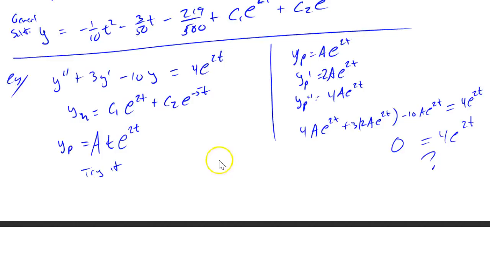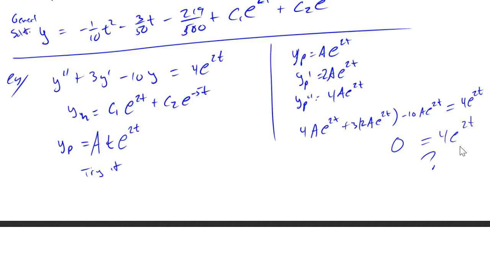Actually, what happens is this: you've got this same left-hand side as we had before. Now I've got it equal to 4e to the 2t. And I said, oh, this is just like the first one I did. So I'm going to try ae to the 2t, and I get the derivative and the second derivative, and I plug it in, and I get this plus this plus this plus this, and all the a's go away, and so I get 0 equals 4e to the 2t, which is clearly false.